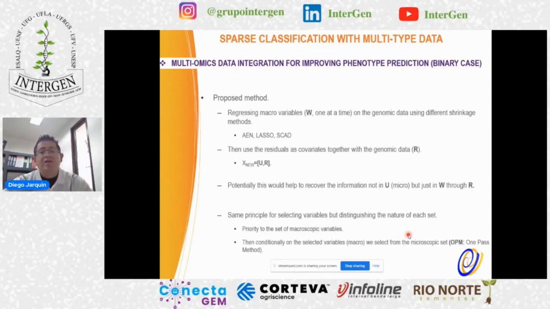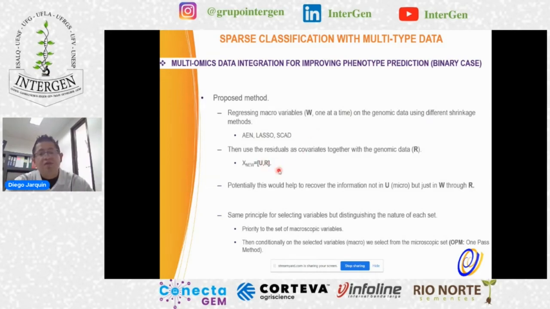So we also add another novelty here. We regress the macro variables using the marker data, just one at a time, because we believe that some of the information from the secondary trait that is not in the genomic data can be recovered via the residuals. For this, we consider the elastic net for the regression, the lasso, and the scat.